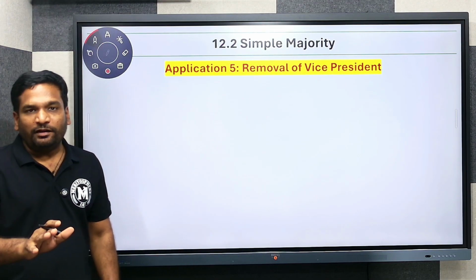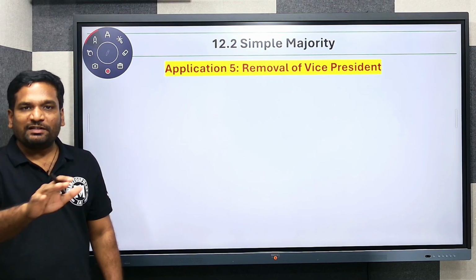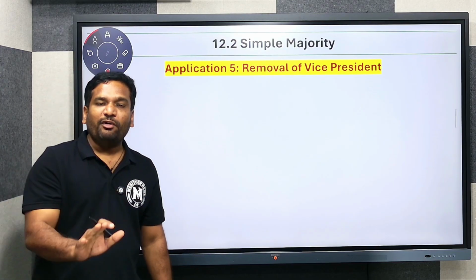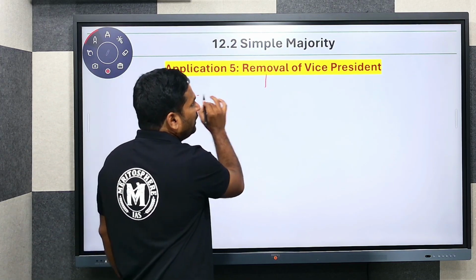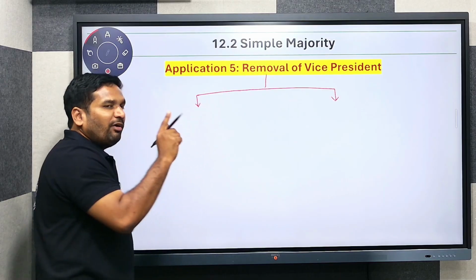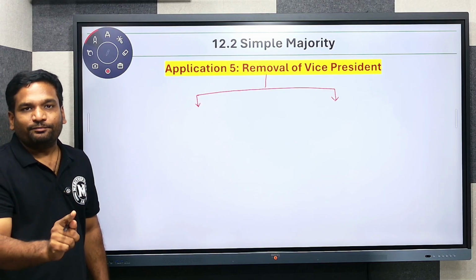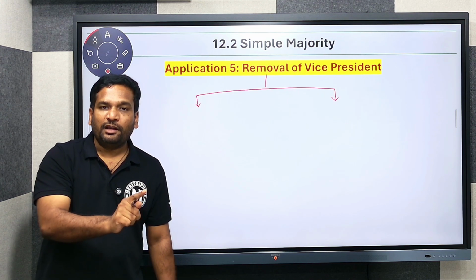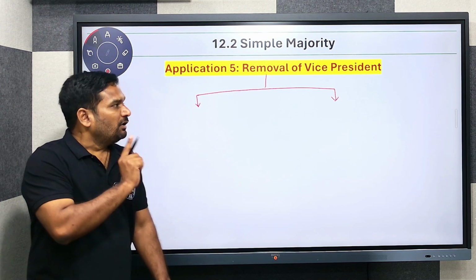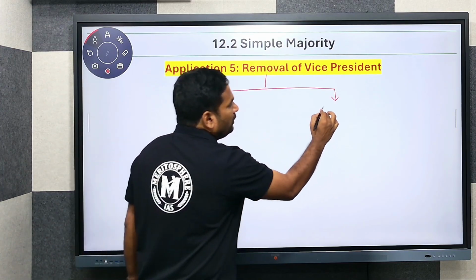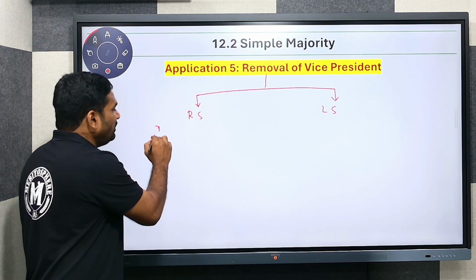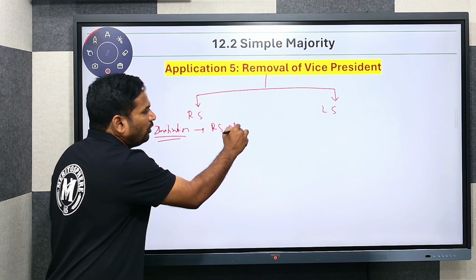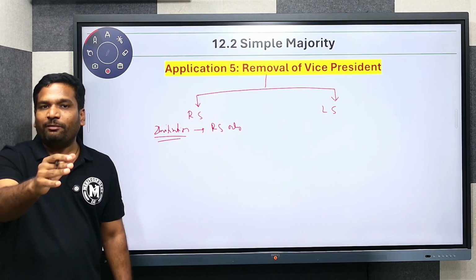Here, removal of Vice President. Vice President election is different, so we will get into that under the Vice President chapter. For the removal of Vice President, there is a dual approach here. Removal of Vice President can only be initiated in Rajya Sabha. Remember this. Removal of Vice President can only be initiated in Rajya Sabha, because the Vice President is the ex officio Chairman of Rajya Sabha. So Rajya Sabha, then Lok Sabha: the initiation is done in Rajya Sabha only.